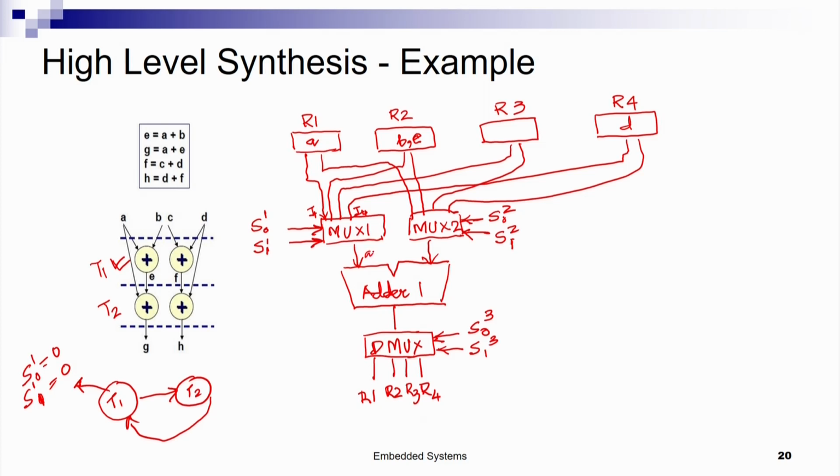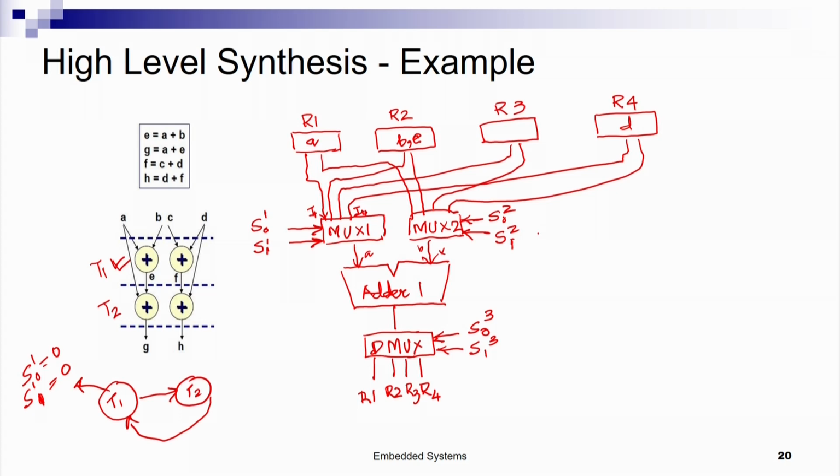We want A to come here at time step 1. So, therefore, this will be selected. For R2, for the other input of adder 1, we want the value of R2, which is B, to come into the other input of adder 1, and that will be done how?